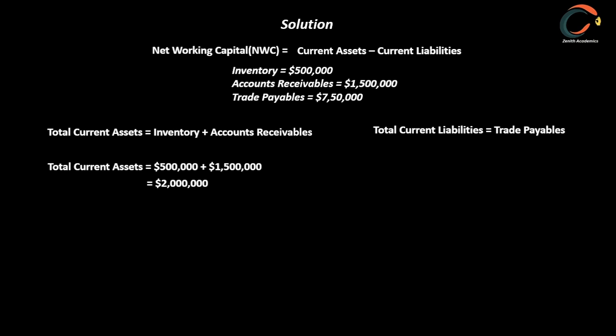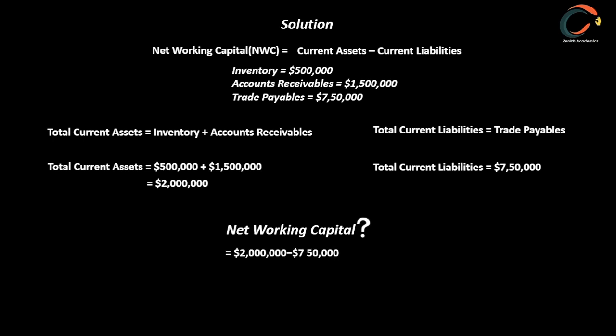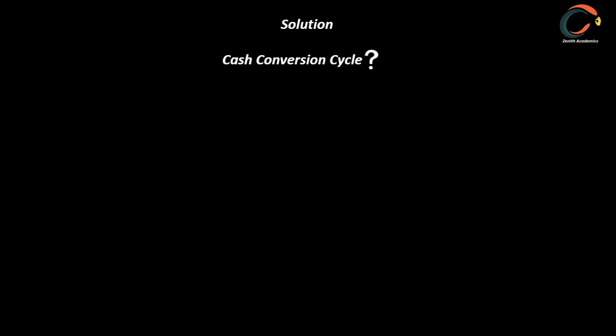And the total current liabilities is $750,000. So, what is the net working capital? The net working capital is $2 million minus $750,000. That is equal to $1,250,000. Alright, what is the cash conversion cycle?